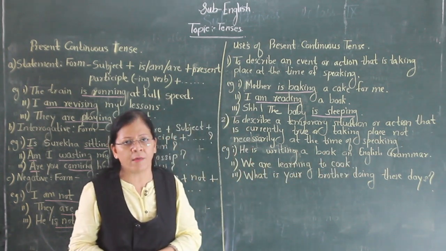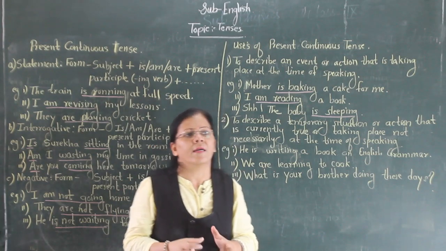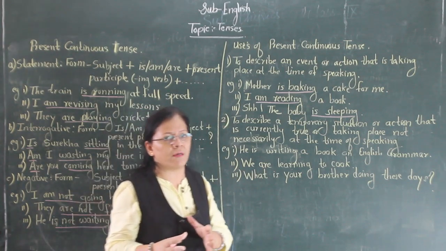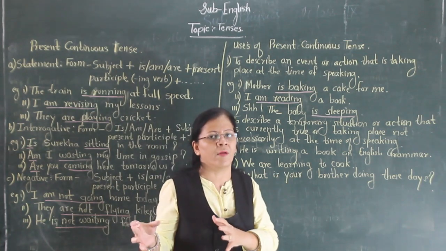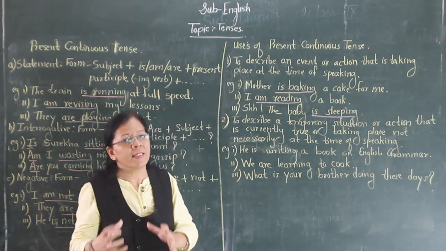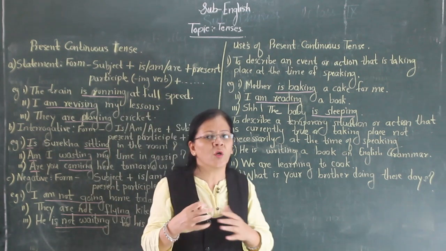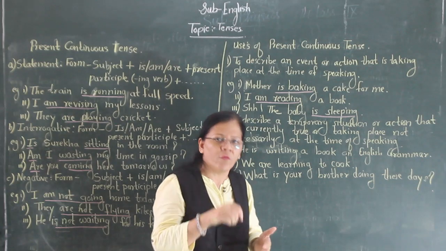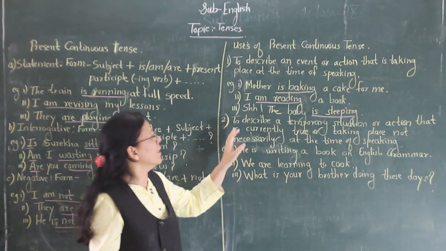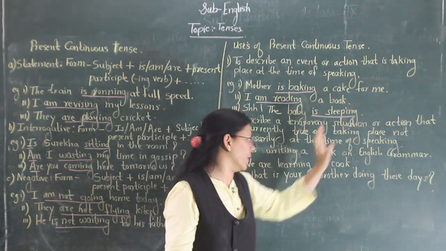English grammar. It means a current situation. So we cannot do it at once, isn't it? It takes time. So that is a current situation. And it is not necessary that he is writing at the time of speaking. So for that purpose also we use present continuous tense.